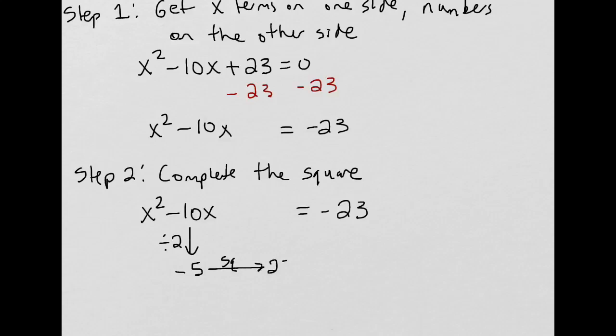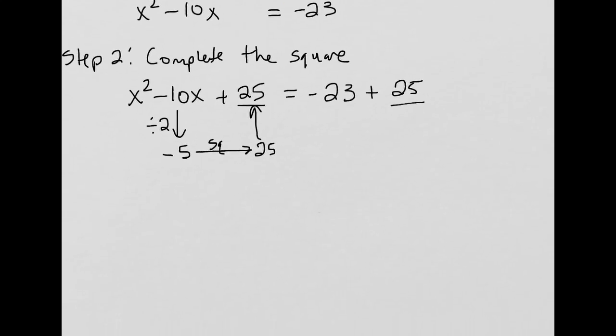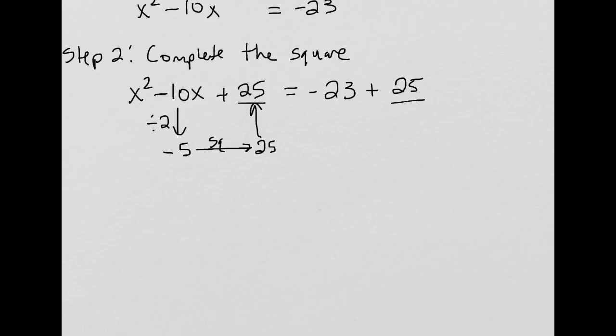So if I square negative 5, I get 25 positive. But whatever I add to one side of my equation, I have to add to the other side as well, because I want to keep a balance. Okay, so if we combine like terms on the right-hand side, negative 23 and 25 is 2. On the left-hand side, we now have a trinomial that should factor really nicely.